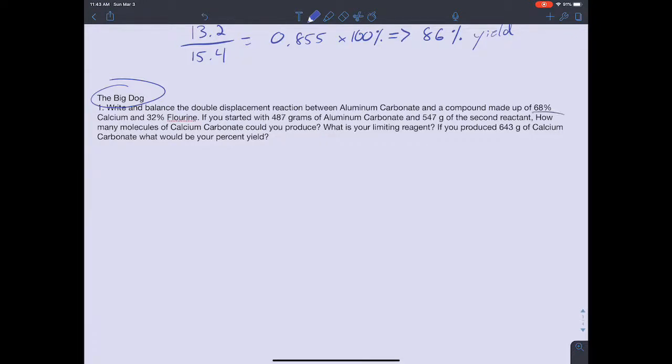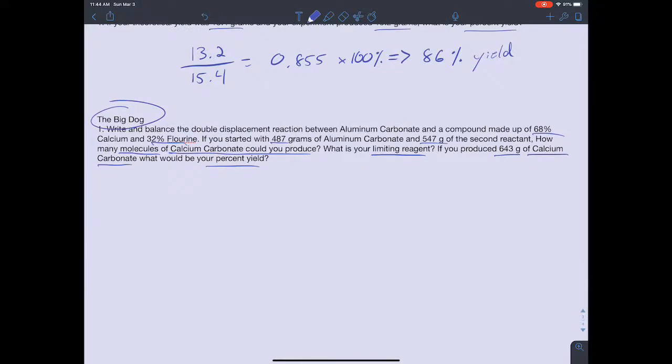So you have to use these percentages to do something, and then I give you the amounts of this, and you have to figure out how many molecules of calcium carbonate you could produce. You have to figure out which one's a limiting reagent, and then if you did produce this many grams of calcium carbonate, what would your percent yield be? So this brings in a lot of different stuff we did. It's pretty crazy, and that's what I want it to be like. So if you're getting the answers to this one, you can send them my way, and I'll let you know if you're right.